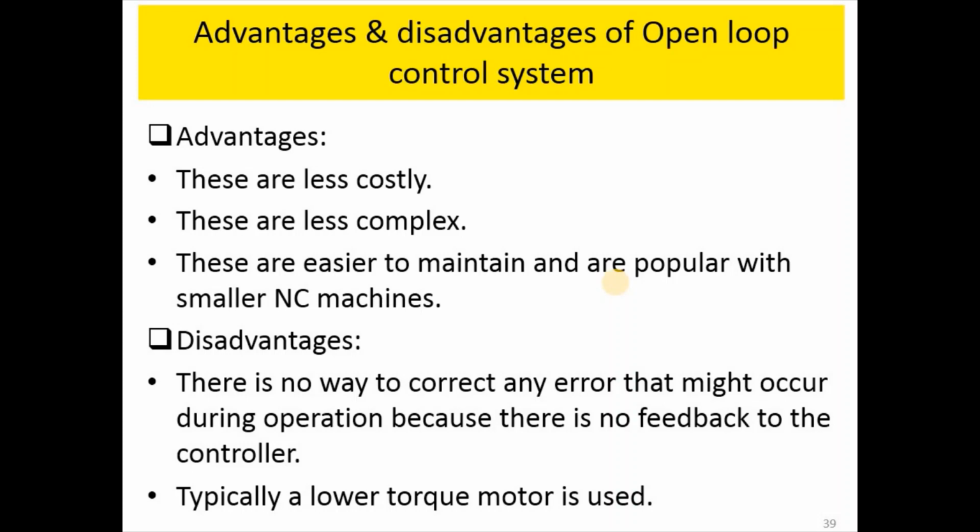But it gives some advantages: less costly, less complex, easier to maintain, and popular with smaller NC machines. Where we require small machine operations and less complex drawings, they will use the open loop system. Disadvantages: there is no way to correct any error that might occur during operations because there is no feedback. Again, regarding feedback, a lower torque motor is required, and at that time we will use the open loop system.